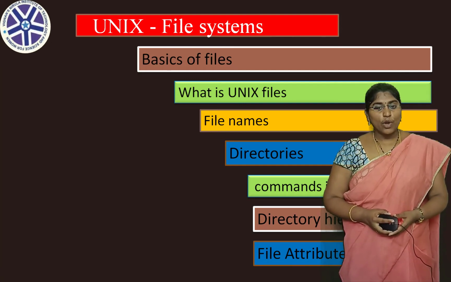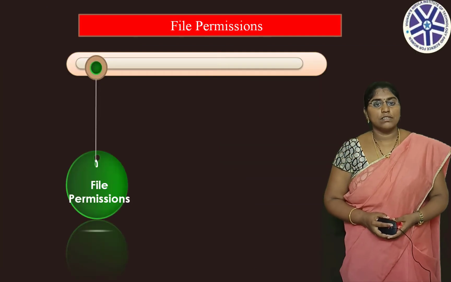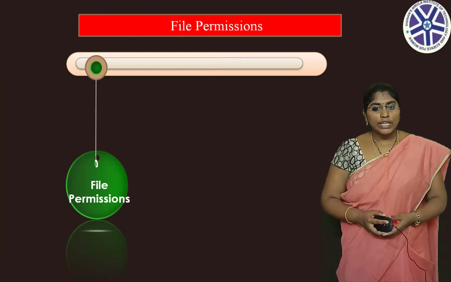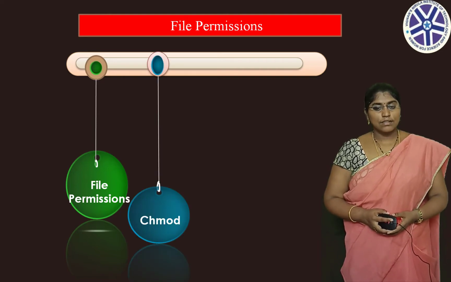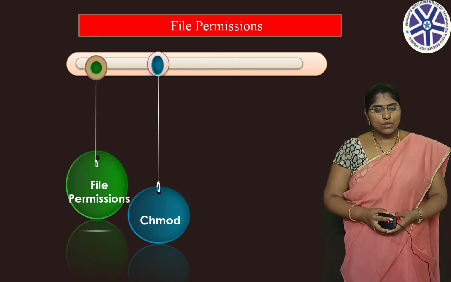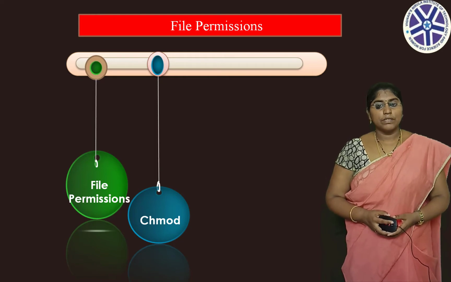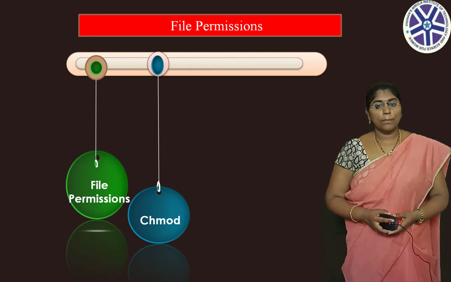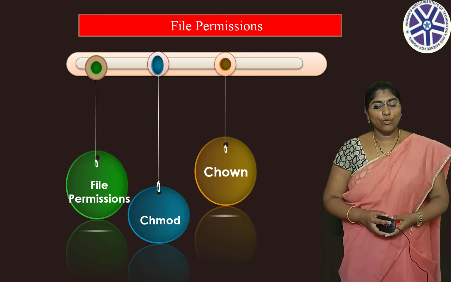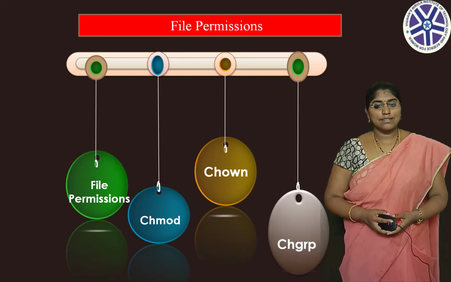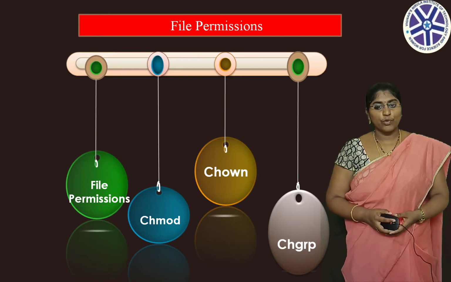But in today's session, we are going to discuss file permissions. What are the file permissions we take in Unix file systems? Here we can mainly take three commands. The first one is the chmod command. By using this command, you can change the file permissions. Next one is chown. By using the chown command, a user can easily change the owner of a file. And next one is chgrp. It is used for changing the group of a file.